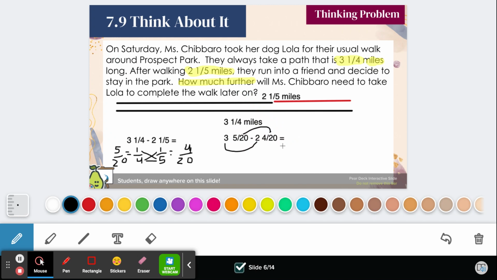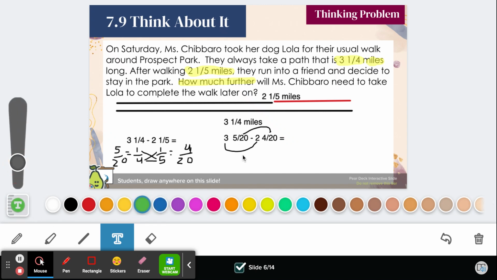3 subtract 2 is 1, and I will put my answer, let's say in green, make it a little bit larger. 3 subtract 2 is 1. And then 5/20 subtract 4/20 would be 1/20. So my answer is 1 1/20. If I make this one even bigger, 1 1/20 is my answer.